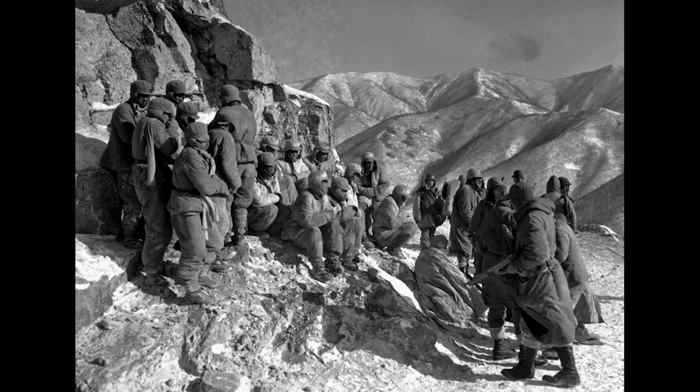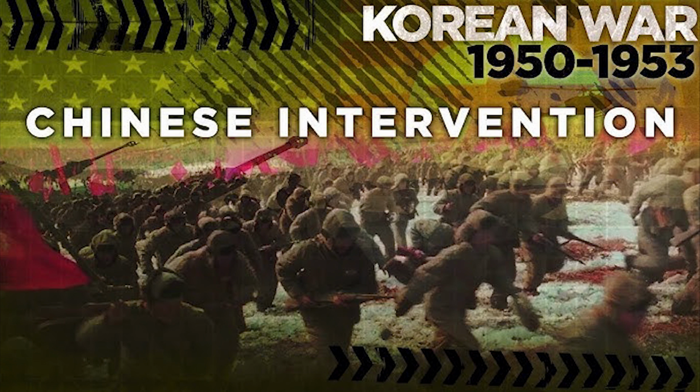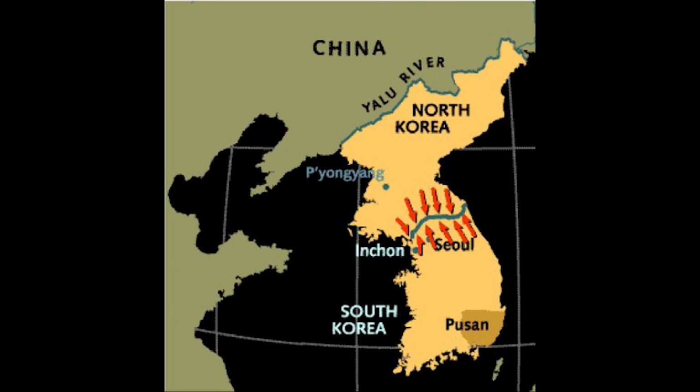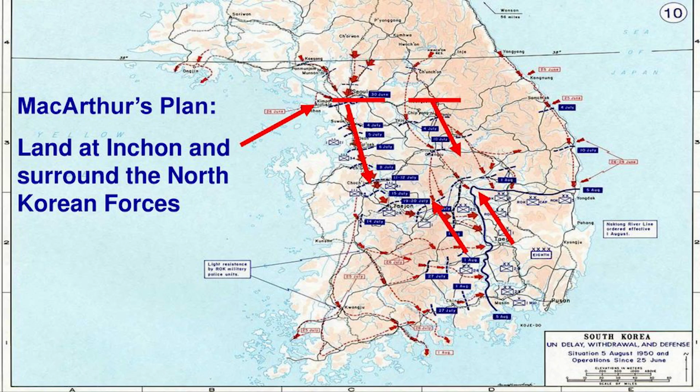China, which had long been a supporter of North Korea, sent hundreds of thousands of troops across the border into Korea. The Chinese intervention caught the UN forces off guard and they were quickly pushed back to the 38th parallel. The war then settled into a bloody stalemate that lasted for the next 2.5 years. Both sides dug in and the fighting was brutal and often hand-to-hand.